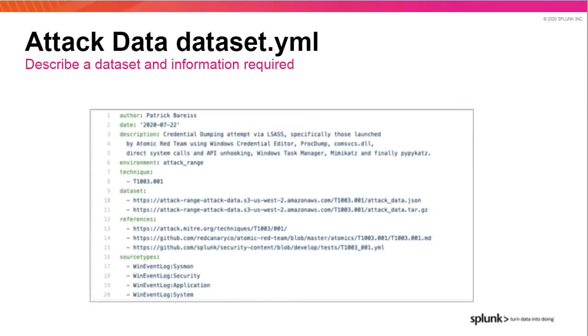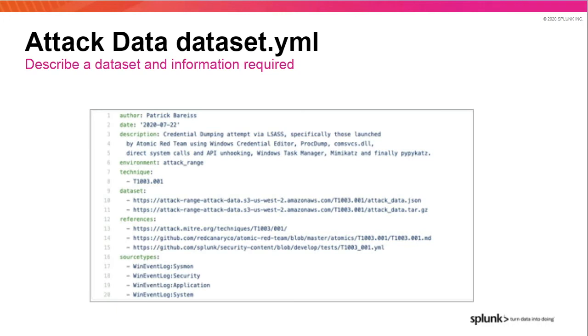On the top of the YAML file, we have some metadata about the creator of the dataset, the date, and some description. In this case, Atomic Red Team was used to simulate the OS credential dumping attack targeting the LSASS memory. Then we have the environment. The environment needs to match the environment in the environments folder. We will see later an example for that.